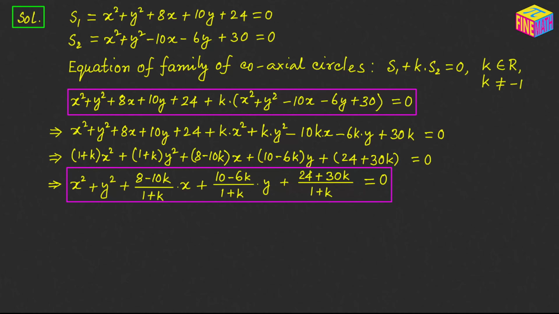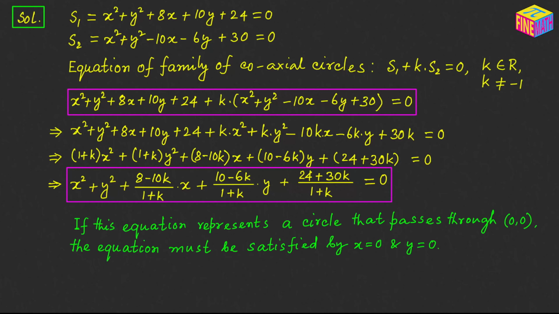Next, we have to find out the equation of a circle from this family that passes through the origin. So if this general equation satisfies all the circles in this family and there is a circle that also passes through the origin, so that circle's equation should also be satisfied by the coordinates of the origin. And in that case, the general equation should satisfy x equals 0 and y equals 0 because the circle passes through the origin. Now, based on this condition, we should be able to find the value of k, and then we will be using that value of k in the general equation to find the actual equation of that circle.